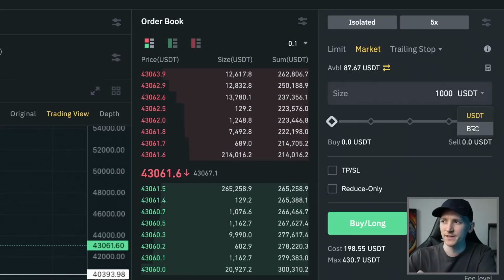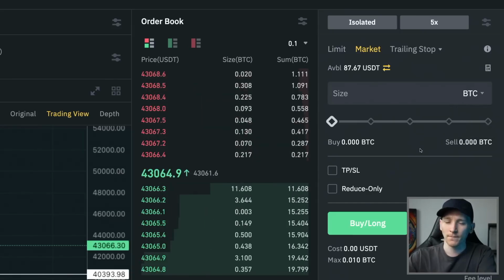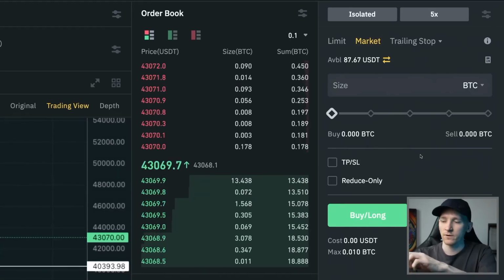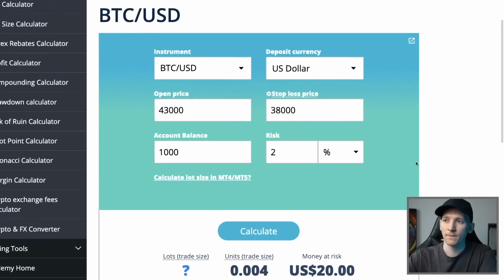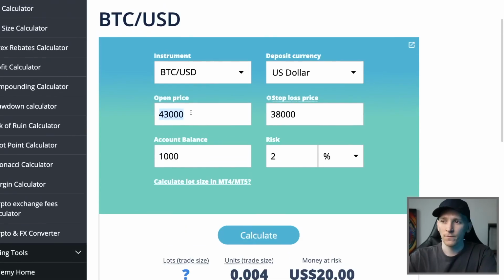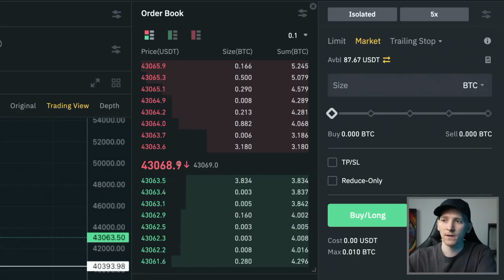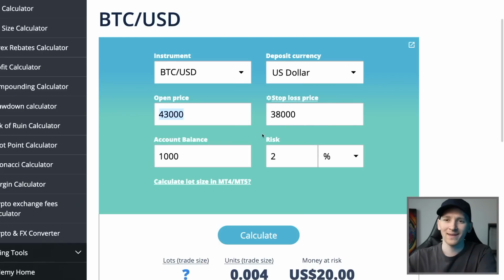What I'm going to do is change the unit to BTC, because then we can work out how much we can trade via a trade calculator, because we know our stop loss level. So I'll go to a trade calculator. I'll leave this link below as well. 43,000 is our open price because the market right now is 43,000. So that's our open. We know 38,000 is our stop loss.